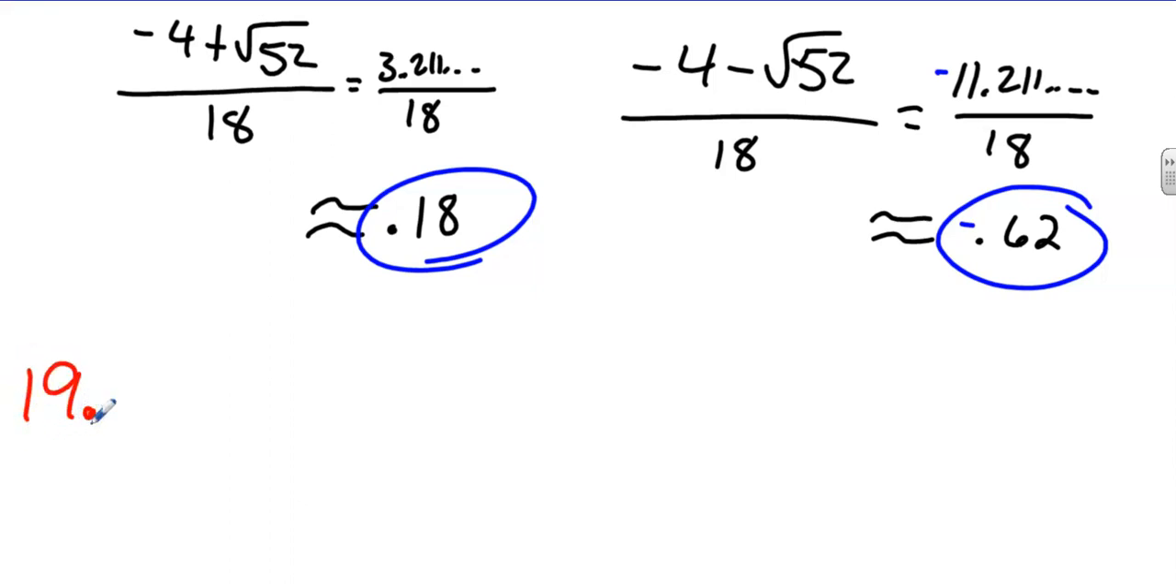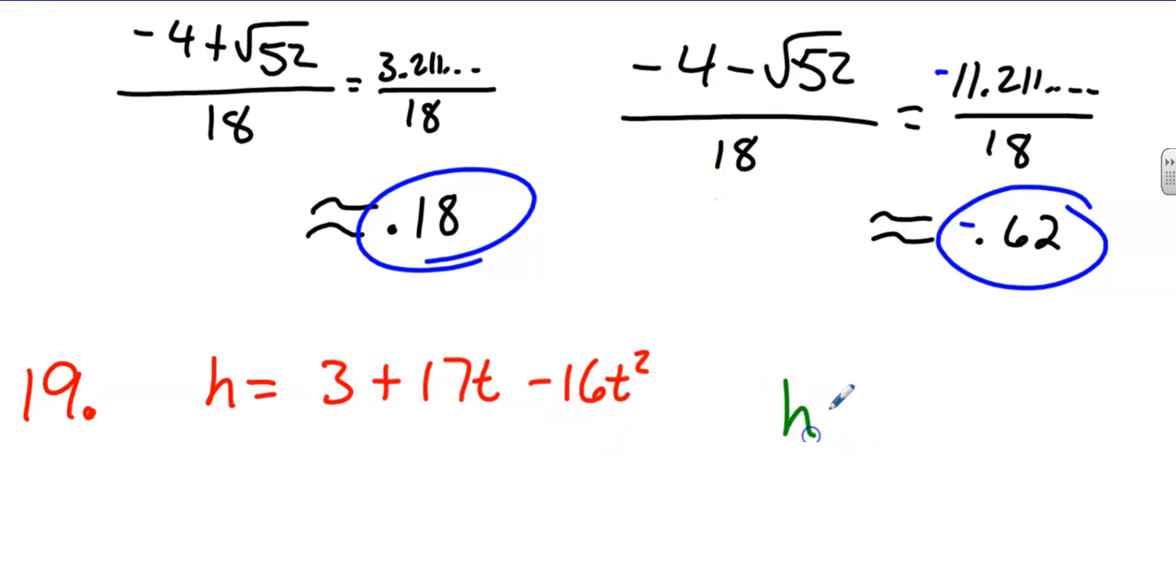Okay, 19, same problem or same thing. You're going to use the quadratic formula, but in this case, they're going to give you a word problem. But again, the whole word problem comes down to using the quadratic formula. This one, you're throwing a ball. They want you to find the values for when the ball's height is 7 feet. So this is a little different than the one we did in class, because this time they tell you that h is equal to 7.